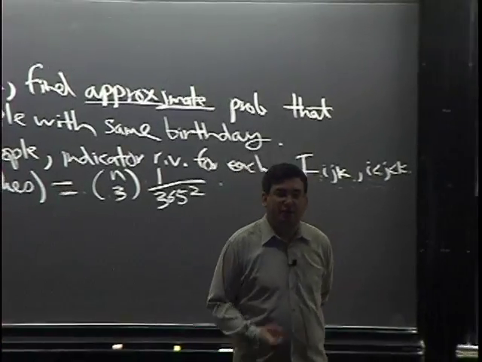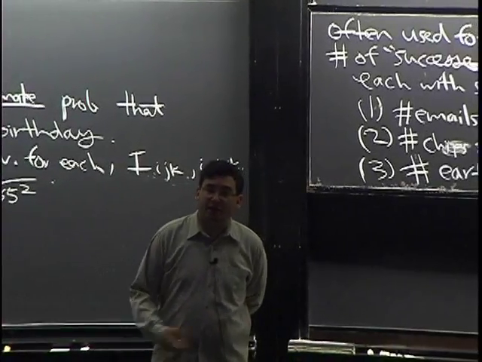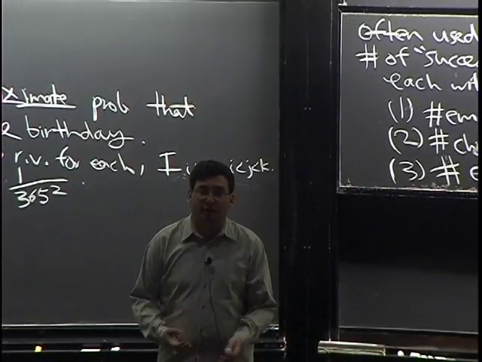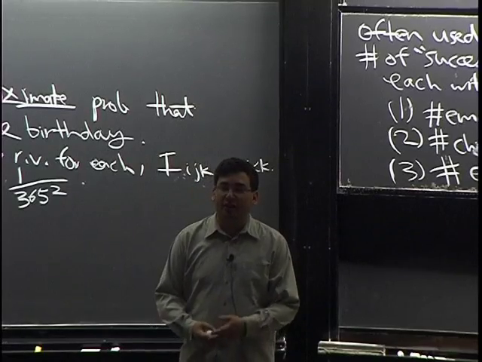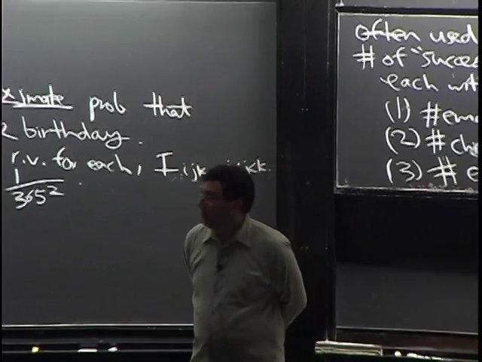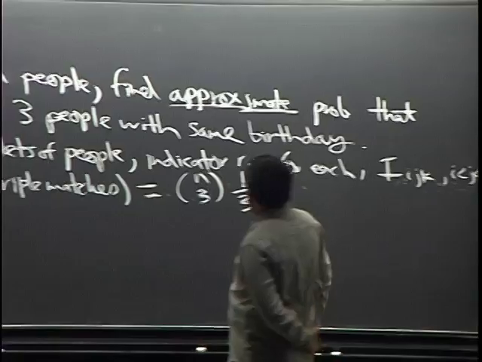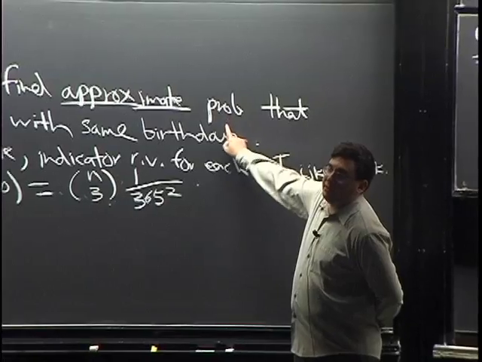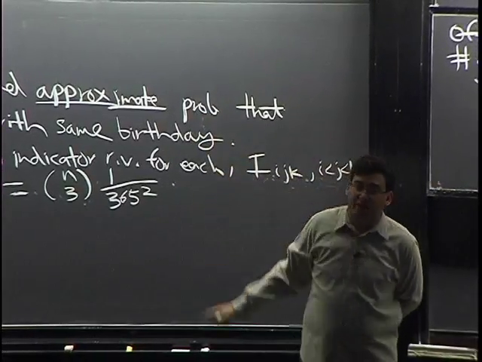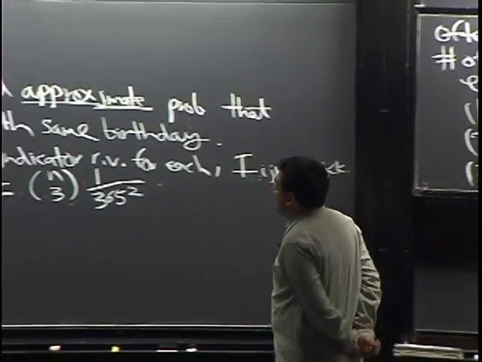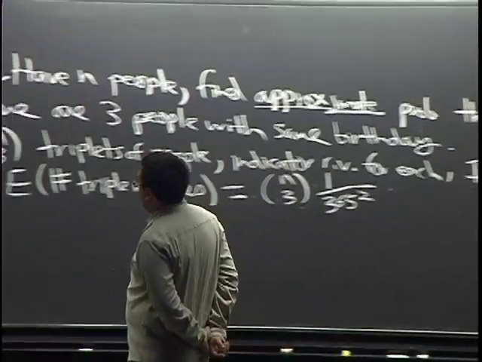Notice, though, that if there's a group of 4 people who have the same birthday, we are counting that for each set of 3. So there are 4 choices of 3 people out of the 4, and we're counting that as 4 matches. Okay, so that's the exact answer for the expected value. But I said find the approximate probability, I didn't say find the exact expected value. Okay? So now we're going to use the Poisson approximation.